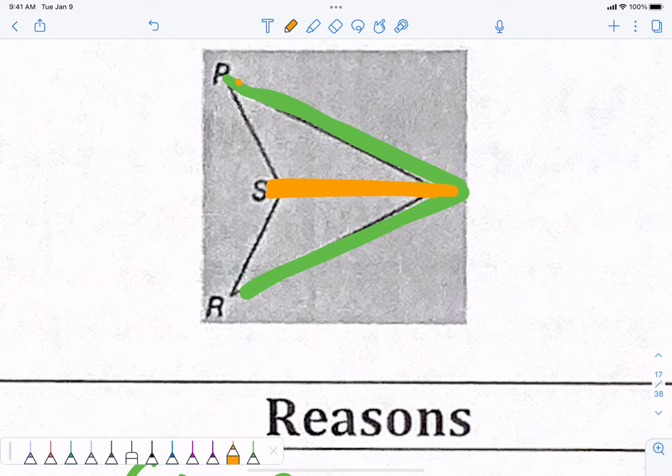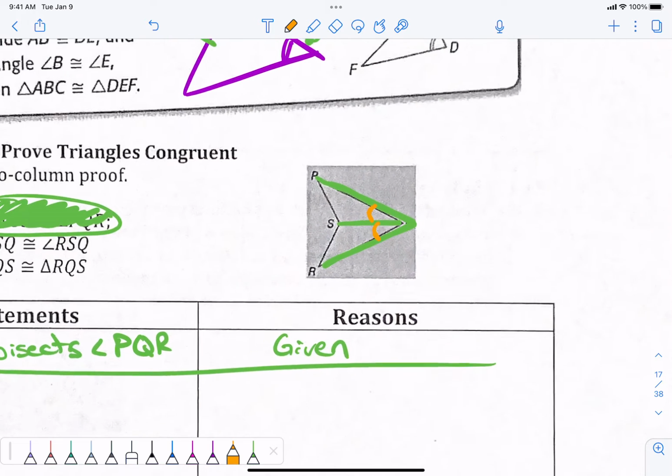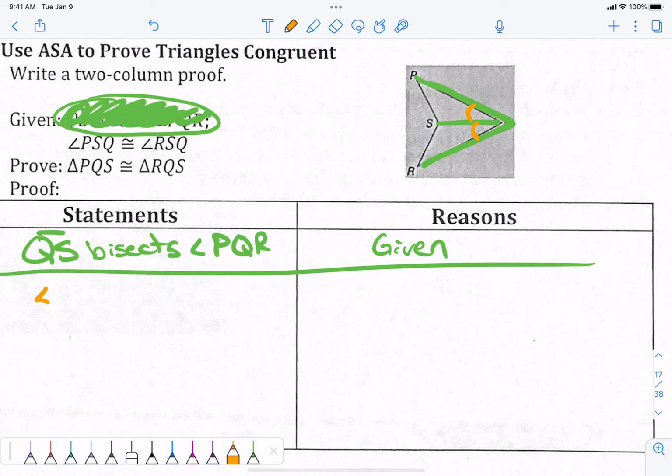If this guy is splitting this guy, it's bisecting it. That means it's splitting it in 2, right? This top angle is going to be the same as that bottom angle, right? Okay, so let's name that top angle. That top angle is called angle PQS, and it is congruent to angle RQS.